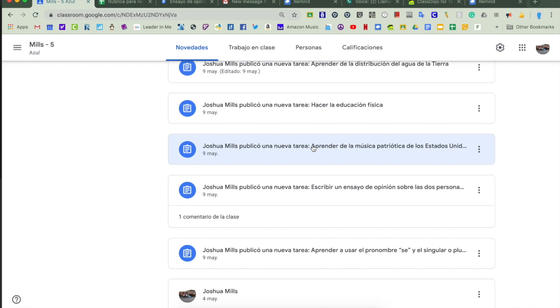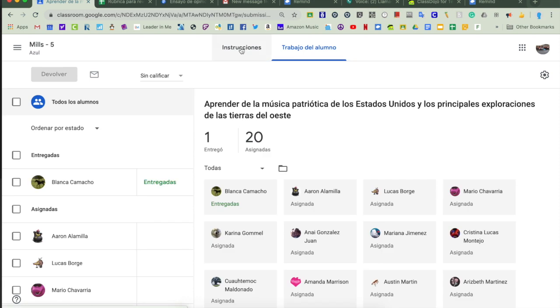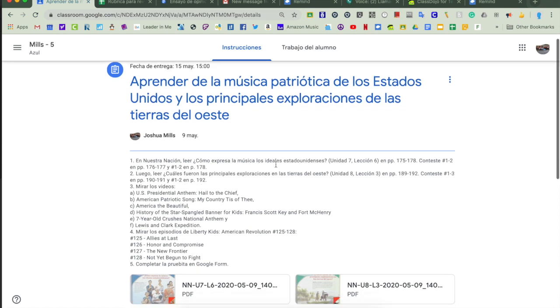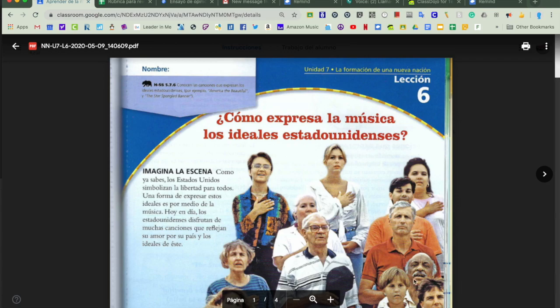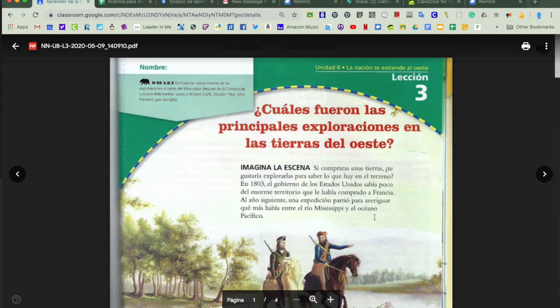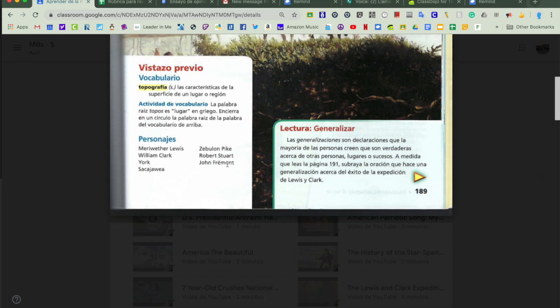5th grade, you have here social studies, and you are learning about patriotic music and first explorations of the lands or the westward land. Now, I know they're two different topics because they're two different units, Unit 7 and then this is Unit 8. And they will learn about these patriotic songs like the Star Spangled Banner and America the Beautiful. They'll also learn about the westward exploration, Lewis and Clark expedition, and Sacagawea and York, and these three have a brief mention.